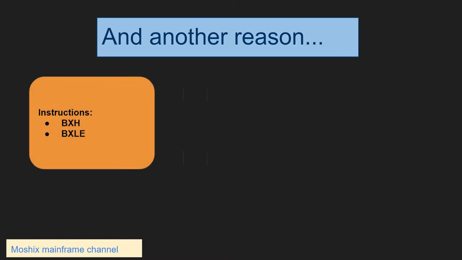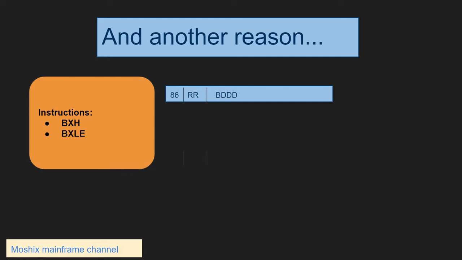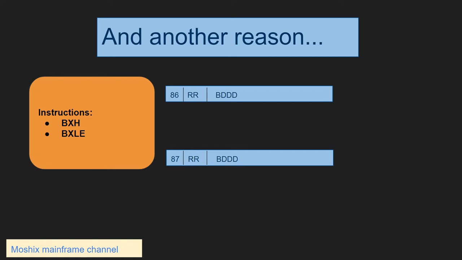The second reason why IBM decided to go with 31-bit addressing is that there are two instructions, branch on index high and branch on index low or equal. Those are two instructions which are used for comparison and decision making in applications. And the way that they were structured already from the first release of the S360, the opcode is 86, and then the branch on index low or equal is opcode 87.